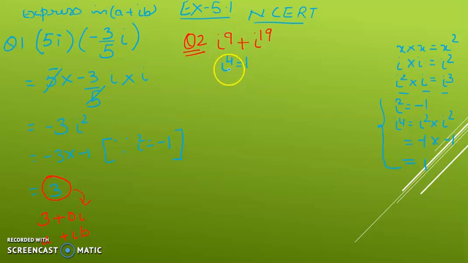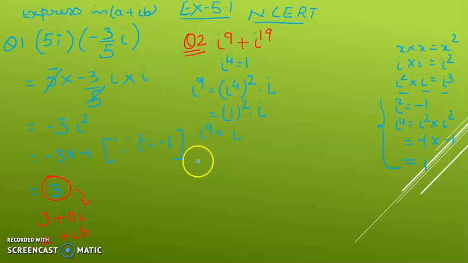So I will take this 9 and write it in this form. I raised to the power 9 is i to the power 8 into i, because when the base is the same, the powers are added. All this is very elementary; you studied this in exponents in 8th class. So i to the power 8 is i to the power 4 whole square, which is 1 square into i, and 1 square is 1 into i. So i to the power 9 is equal to i.